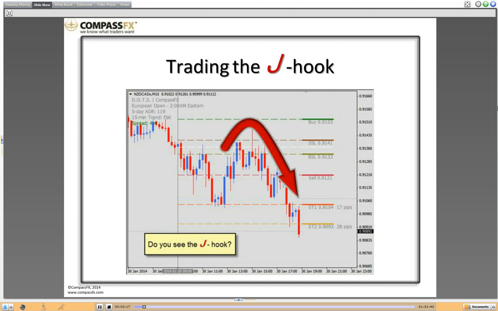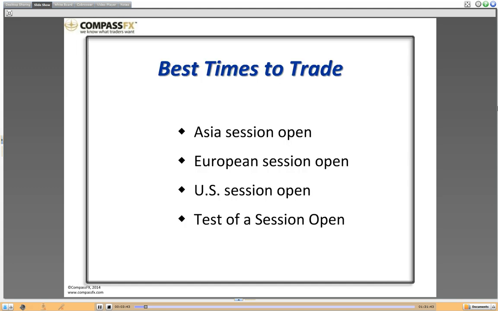John, one of the questions that we've had, and I'm going to interject questions along the way, is can I see a J-hook on a one-hour chart, or a one-minute chart, or a four-hour chart, or is it only on the 15-minute chart? Dean and everyone, the J-hook pattern actually shows up on all time frames. Okay, good. Thank you. And what are the best times to trade the J-hook?